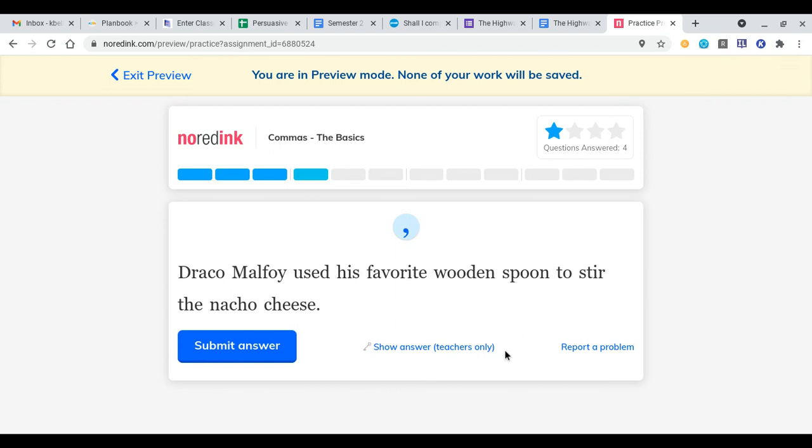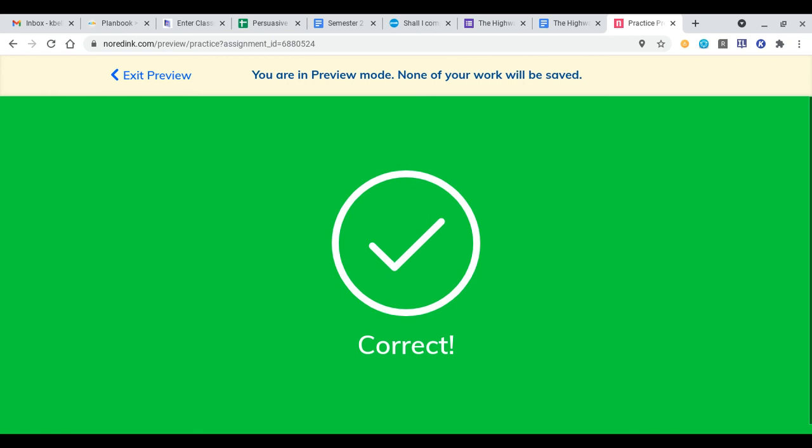But then we're talking specifically about his favorite wooden spoon. Since wooden spoon's an object and we're talking about one specific one, we're not going to have those commas added in there whatsoever, because it's being specific about the one we are referring to. So I'm going to exit on this preview because I think I've walked you through enough.